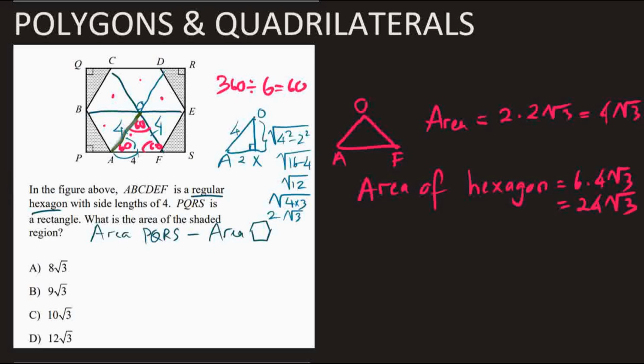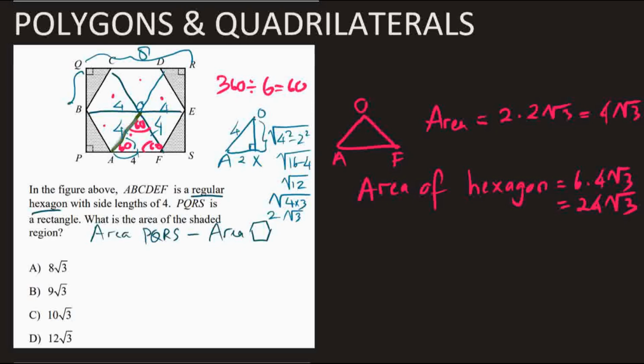Now we have to count the area of the rectangle PQRS. So we know that this is 4 and this is also 4. So all sides are 4. So this must be 4 and 4. So this side BE is the length of the rectangle. So 4 plus 4 is 8. So this side is 8.